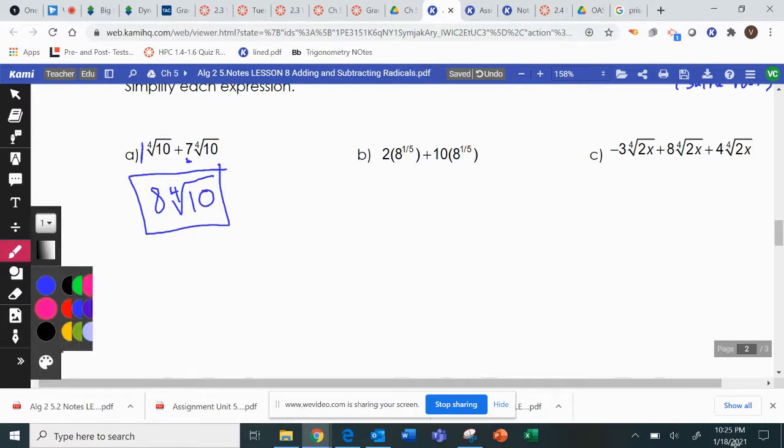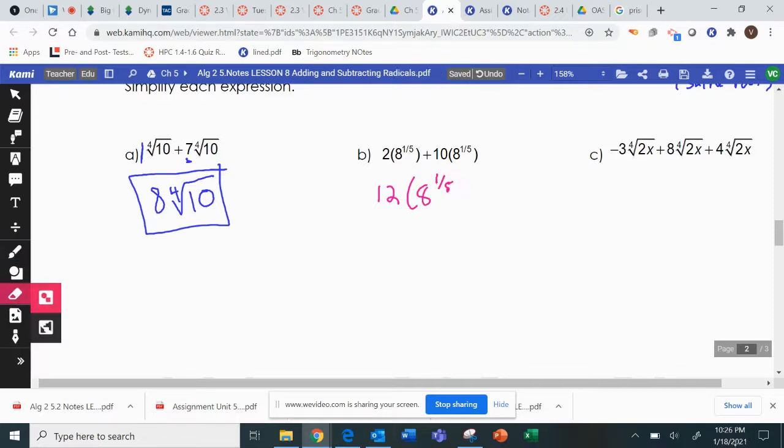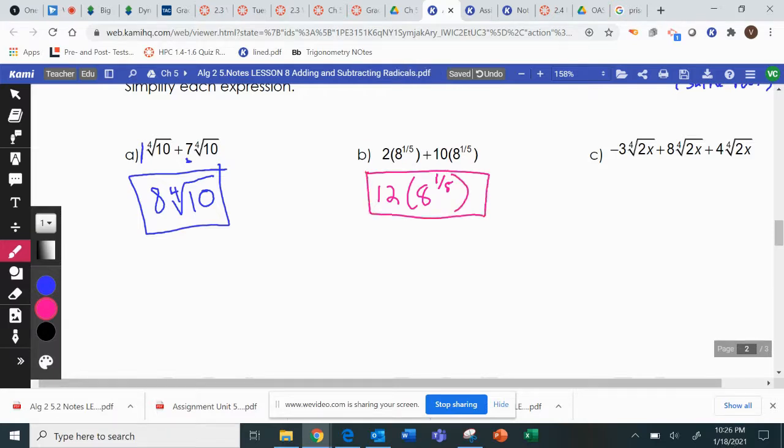Question B, I've got 2 8 to the 1/5 plus 10 more 8 to the 1/5. So now I have 12 8 to the 1/5. There's another way of doing this. If you think about factoring, think about factoring out the GCF on this first one.